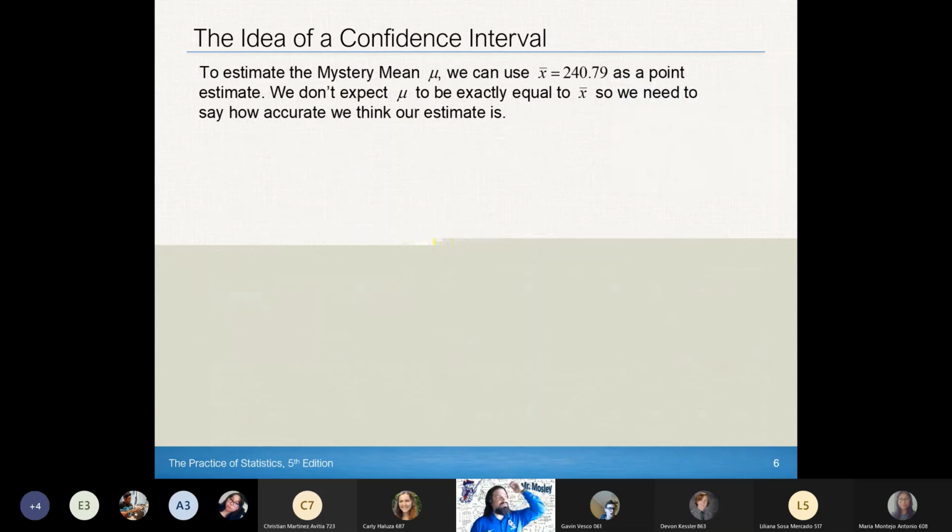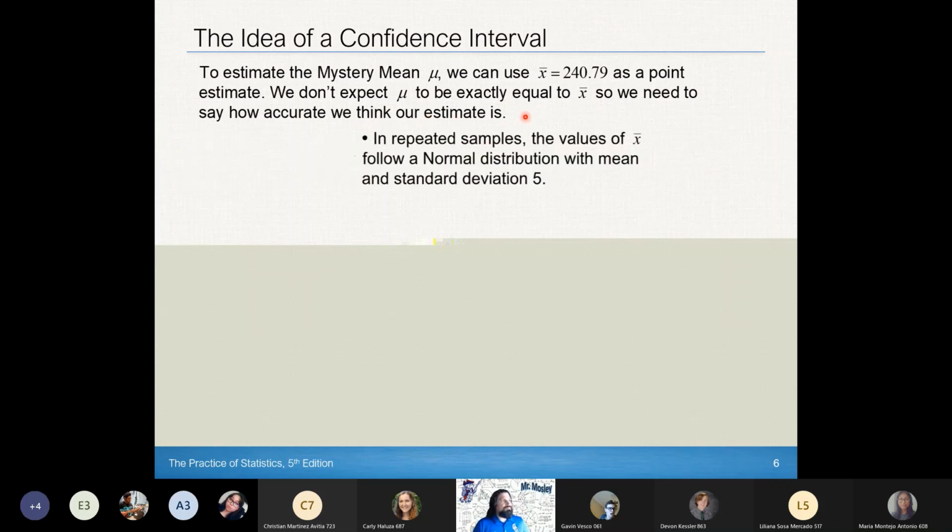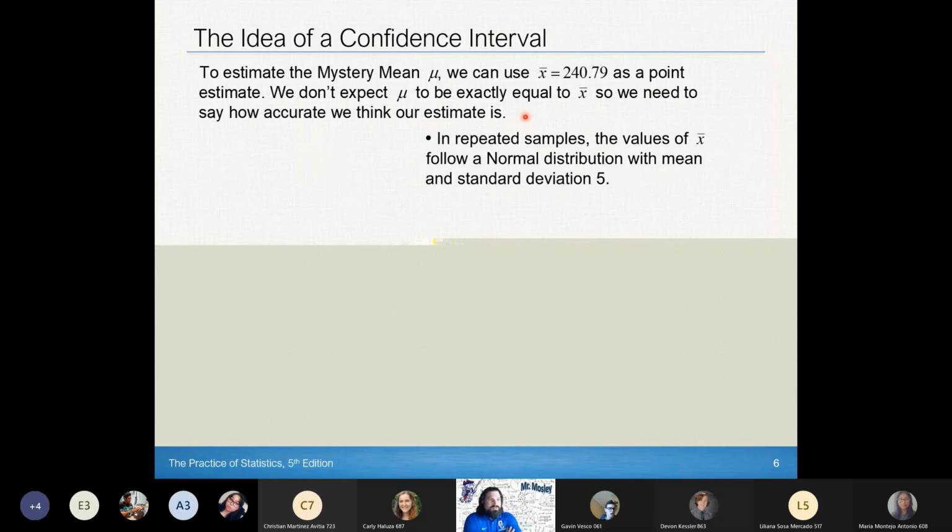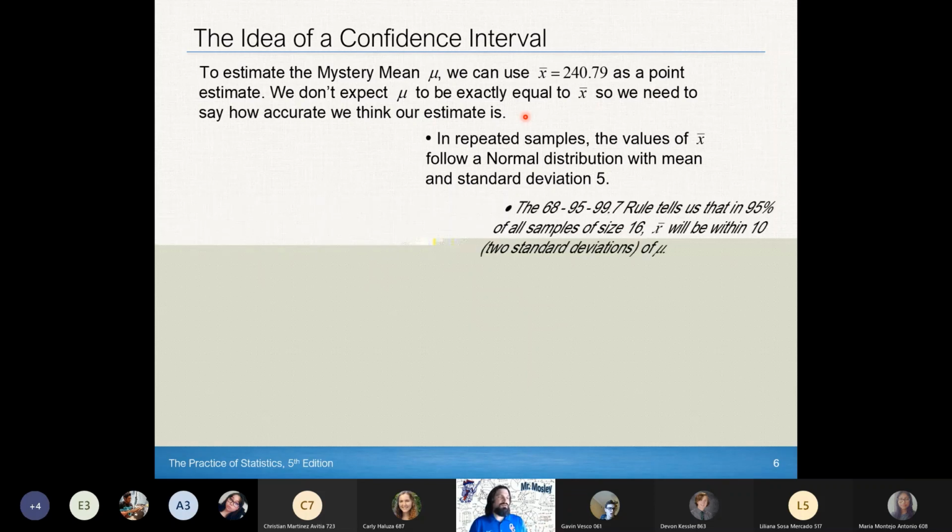So then to estimate the mystery mean mu, we can use X bar equaling 240.79 as a point estimate. We don't expect mu to be exactly equal to X bar, so we need to say how accurate we think our estimate is. In repeated samples, the values of X bar follow a normal distribution with mean mu and standard deviation 5. In this example, we don't know the exact value of the mean. We just know that it has a mean with a standard deviation.